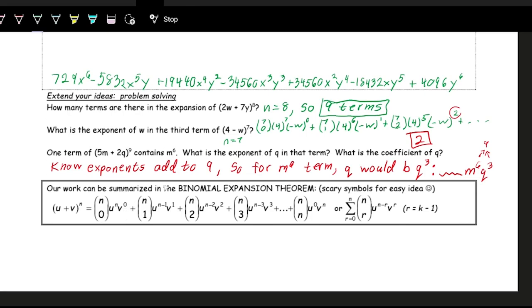Whatever the exponent of v is on the next one, that's how much you subtract from the exponent of u from the n. And that's also the second part of the combination. So we call that r. And so the sigma notation is sigma, which is sum from r equals 0, so we're starting with r equals 0, to n, that's the index that we're going to end at, and we have this formula here.